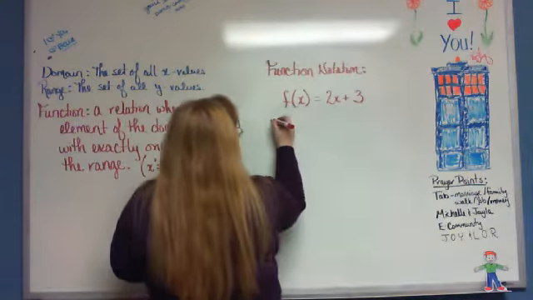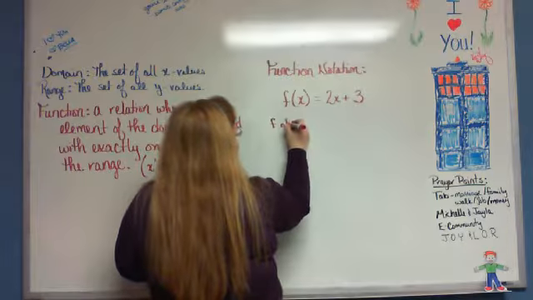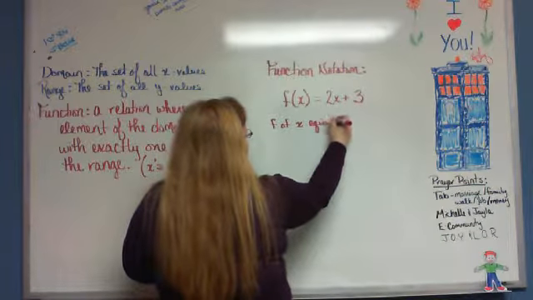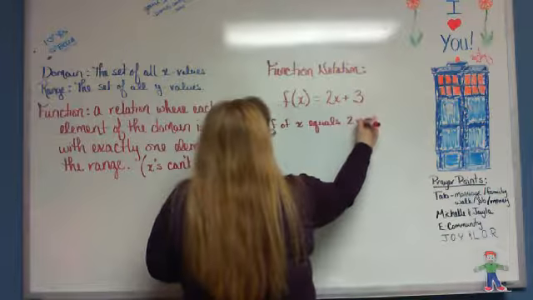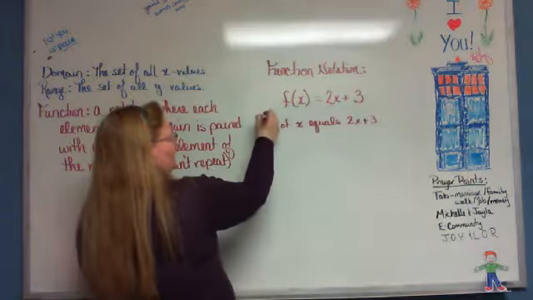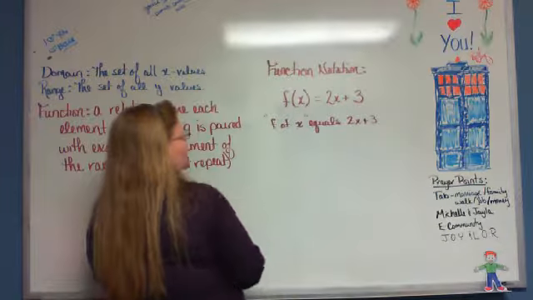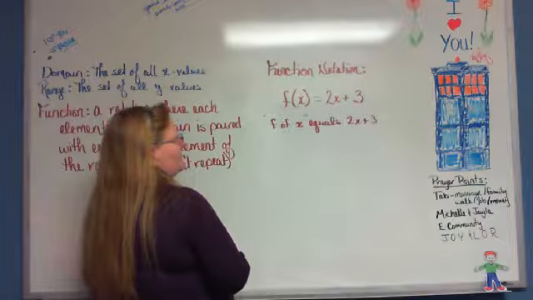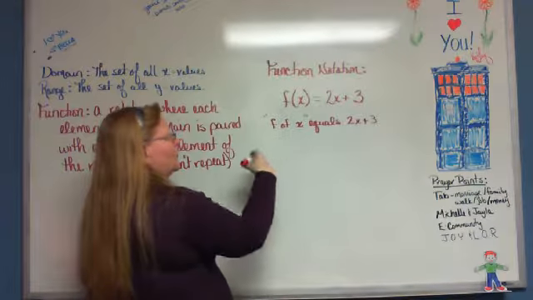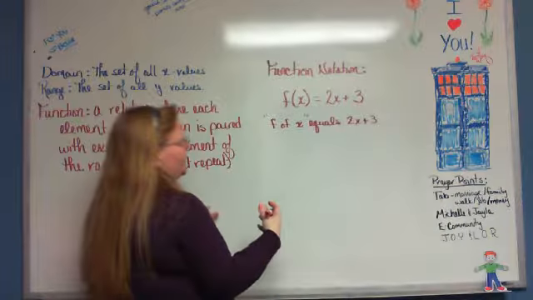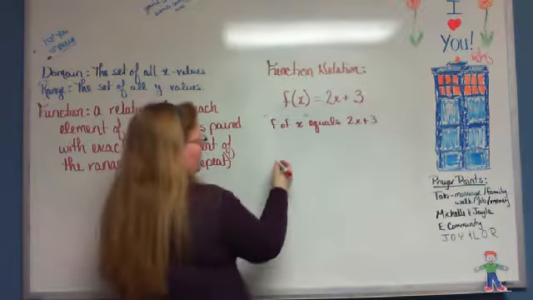This is read f of x equals 2x plus 3. So that's what you say. You say f of x. What we're talking about is really not even f of x.